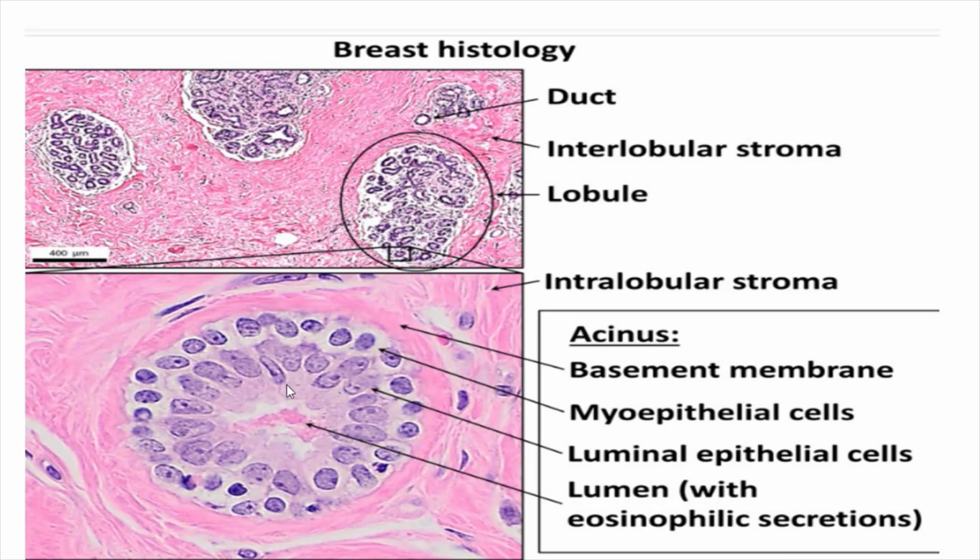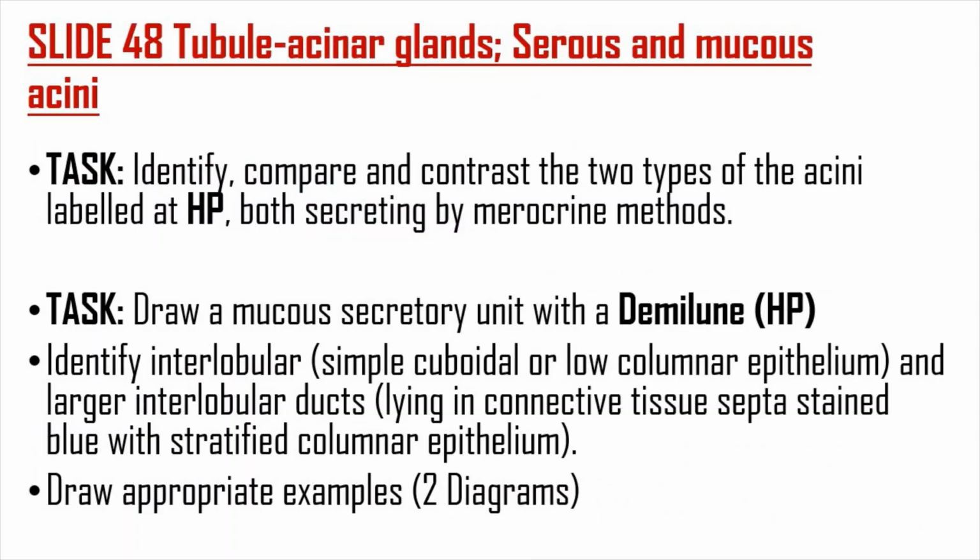This is an intralobular duct. Okay, intralobular duct. That's where you find the colloid material, which is mucus that is secreted by the glandular epithelial cells that are found in the breast.